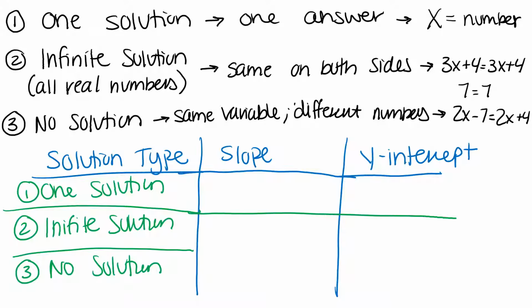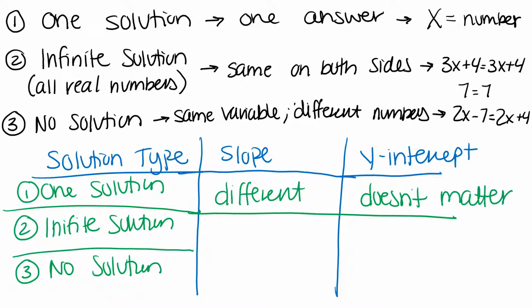So in a one solution problem, the slope is different. That means it would be like a 2x and a 3x. The variable section is different. For the y-intercept, it doesn't matter. It could be the same, it could be different, it does not affect the problem. The slopes are different, so it's a one solution problem.